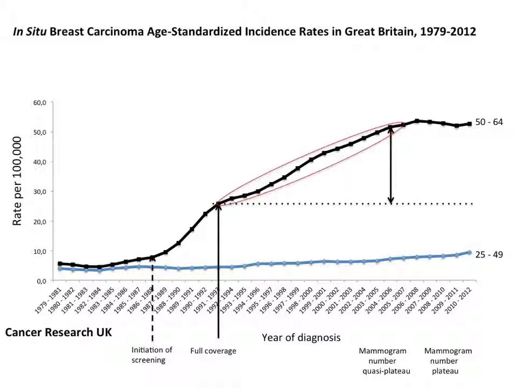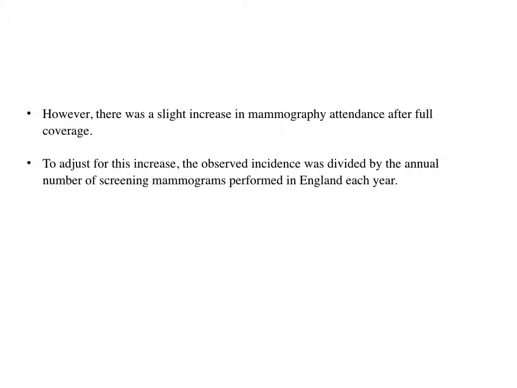On the contrary, from 1993 to 2005, when the number of previous mammograms per woman was increasing, the rate of in situ cancer incidence increased regularly. However, there was a slight increase in mammography attendance after full coverage. To adjust for this increase, the observed incidence was divided by the annual number of screening mammograms performed in England each year.